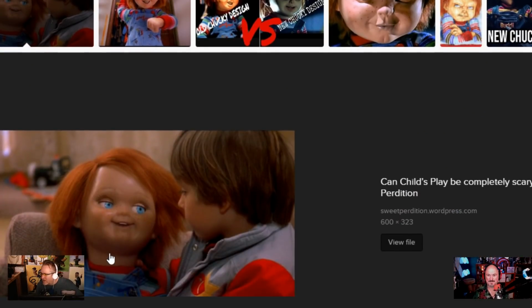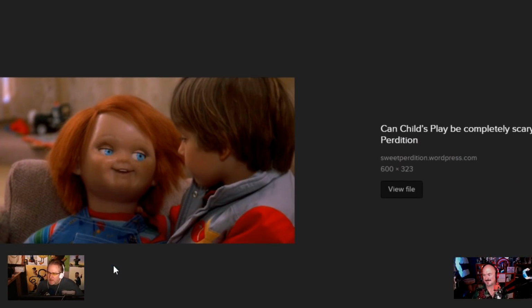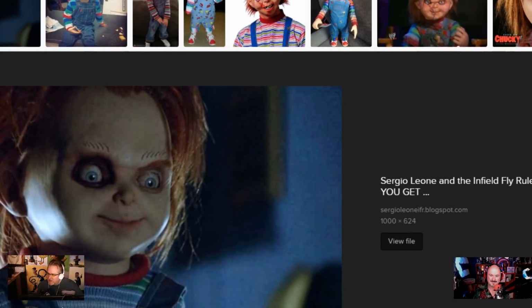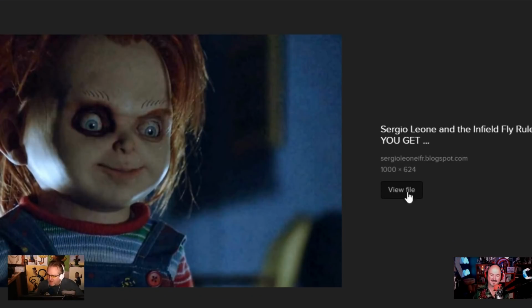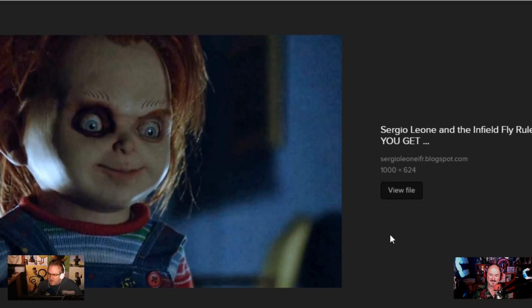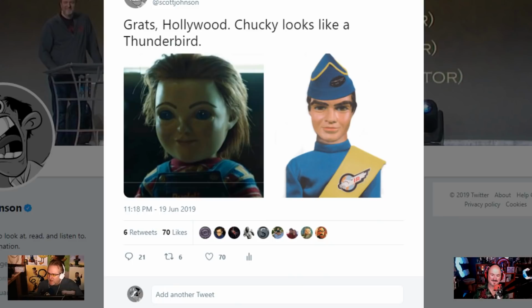So there's old Chucky. He had eyes that moved. Maybe this one does too. I can't say enough about this because I haven't seen it. But there's something about this new Chucky that really is creepy in a way that I don't think they intended. It's supposed to be creepy, but is it supposed to remind me of a freaking Thunderbird? No, it totally isn't.